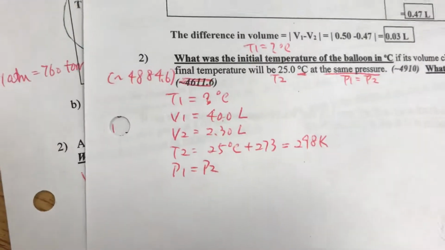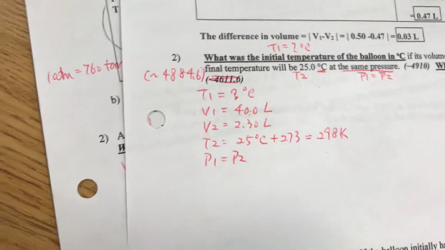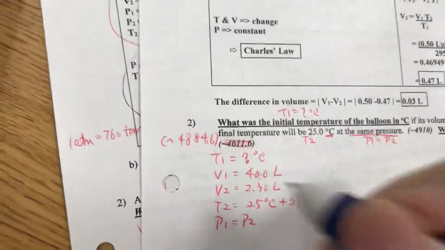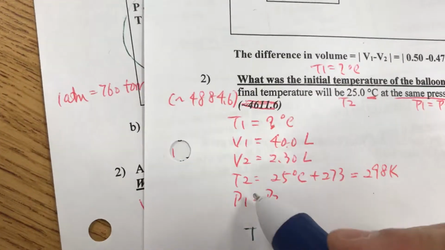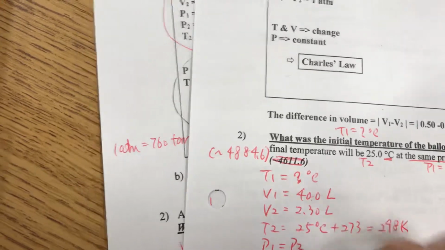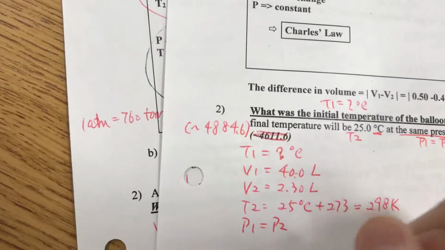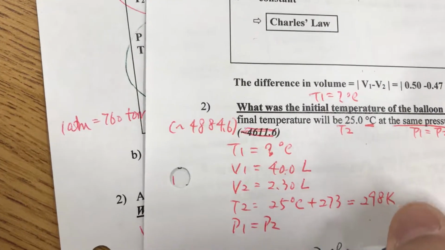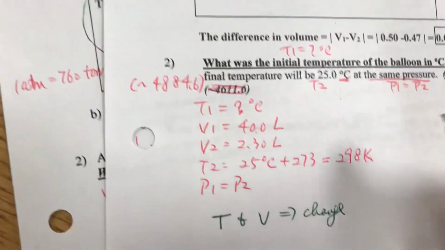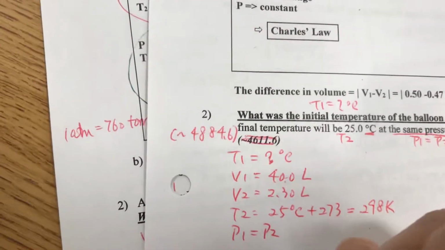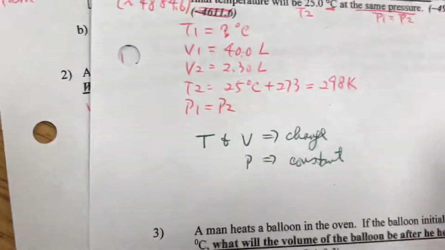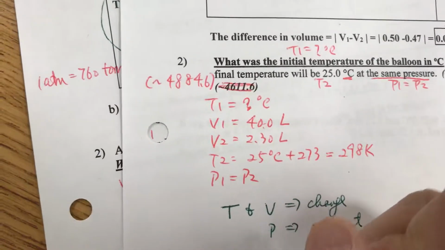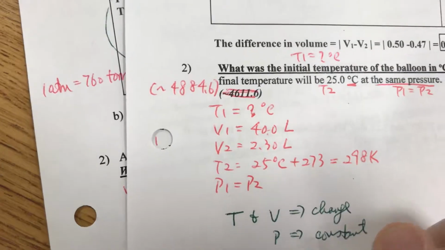Okay? Now next, we're going to use the green pen to decide what law this is. So what changes? My temperature changes and my volume also changes. So my T and V are changed. And then what is constant? My pressure is constant. Right? So based on these two situations, this is Charles' law.